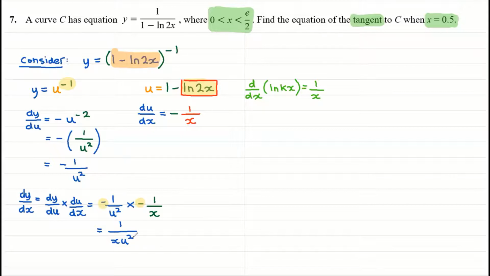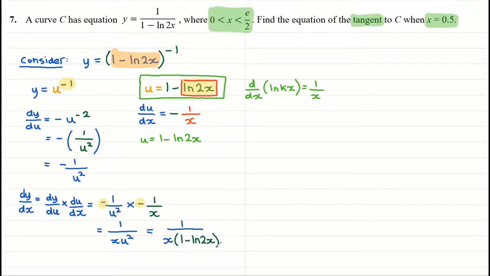Now we have to write this as a function of x. So this is going to be 1 over x. And then how did we define u? Well, u is defined here as 1 subtract the natural log of 2x. In fact, I'll just write it again. U is equal to 1 subtract the natural log of 2x, because I've drawn a lot of boxes around it, haven't I? So we put that in, and that's all squared. 1 subtract the natural log of 2x, and then that's all squared. So I'm just going to make my horizontal line a bit longer just to accommodate that.